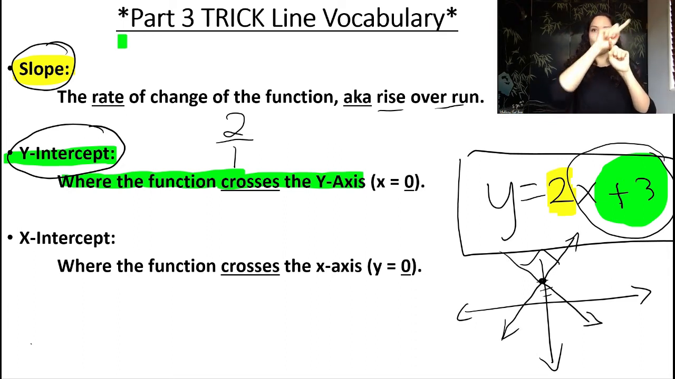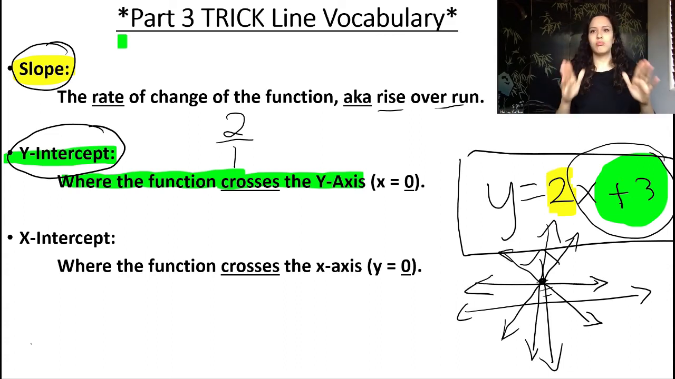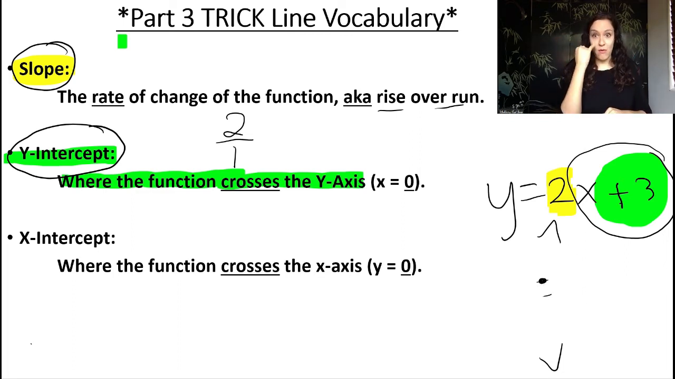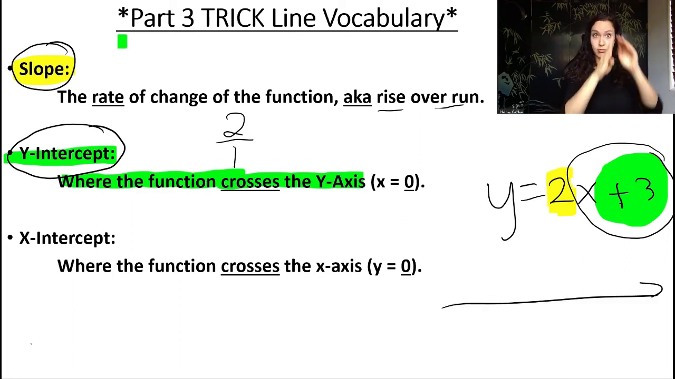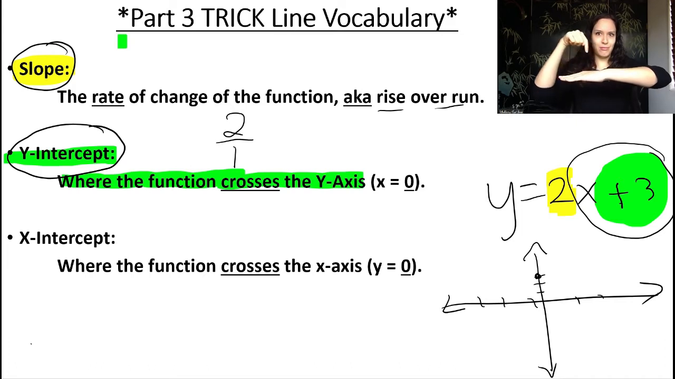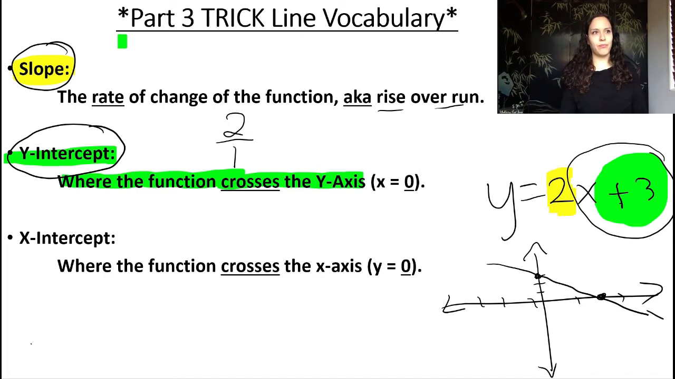No matter where, the slope helps me determine which direction it's coming from, but it will always cross through 3 if the y-intercept is 3. But what the x-intercept does is tell me a little more information. If the x-intercept is where it crosses, where y equals 0, that means it's somewhere right here where it crosses. So say if it crossed right there, if I have both points, then I can do the y-intercept. That's what I mean, that we can graph the line.